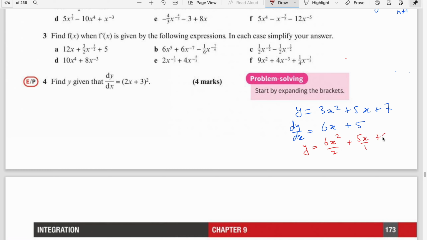Coming back to this question, find y given that dy by dx is this. Okay, we integrate, so y is equal to, you increase the power first, (2x plus 3) whole cube divided by 3, and when we differentiate what is inside the bracket, we are getting 2, plus c. So y is equal to (2x plus 3) whole cube by 6 plus c. Clear?